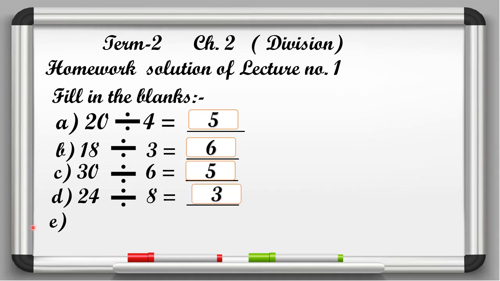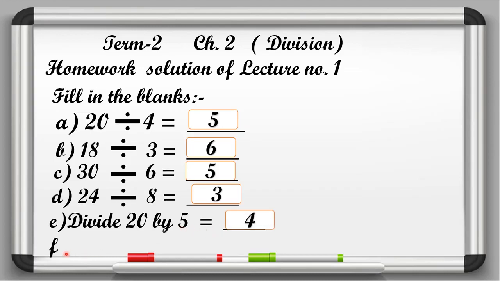Okay. Now in E part, divide 20 by 5 is equal to dash. So let's start counting table of 5. 5 1s are 5, 5 2s are 10, 5 3s are 15, 5 4s are 20. So we will write 4 here.